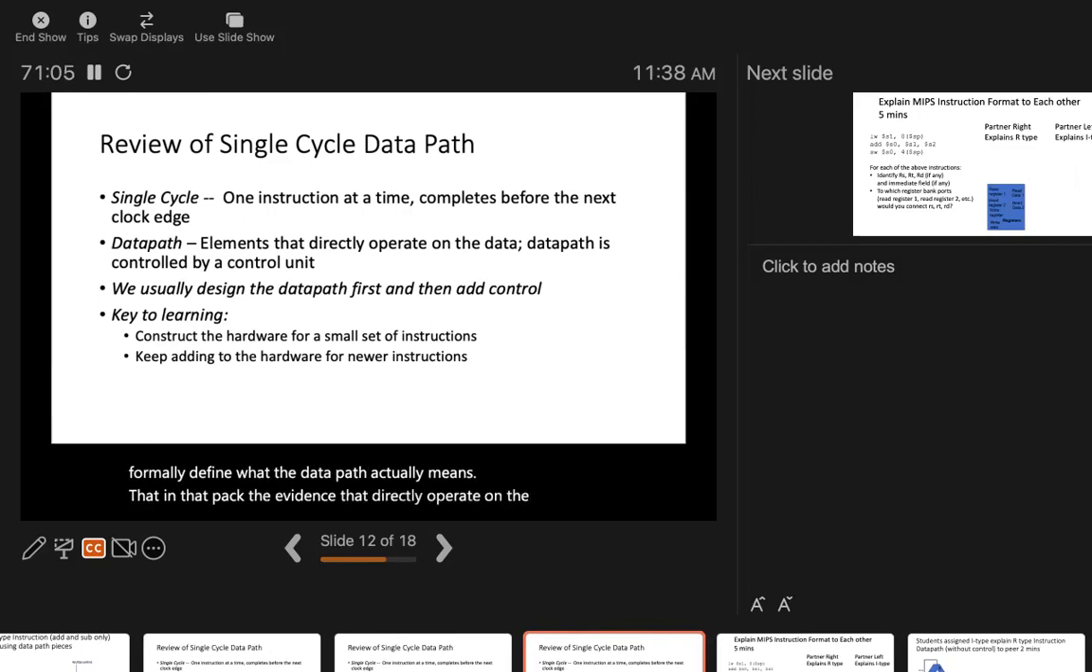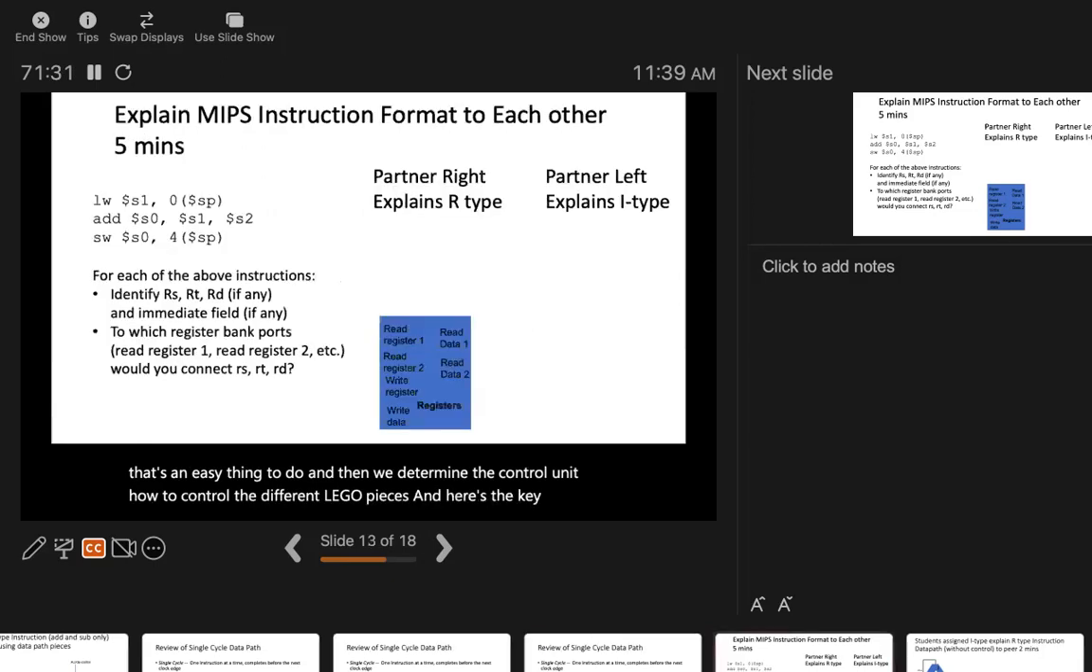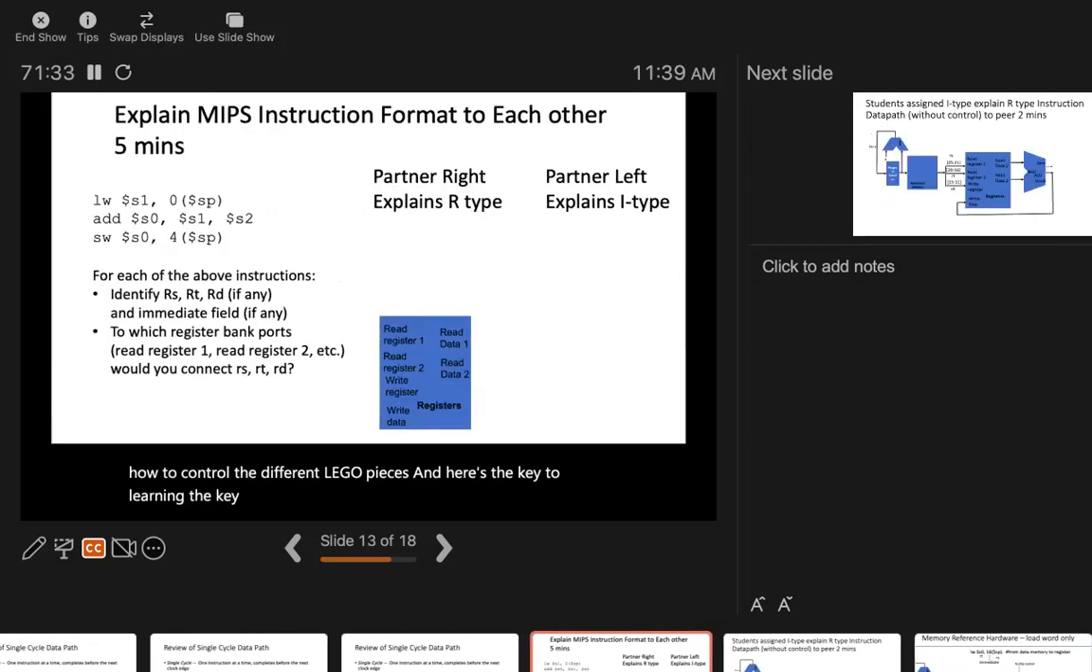And here's the key to learning. The key to learning is construct hardware one step at a time. Take one simple instruction, make the hardware for it. Consider the next instruction, merge the hardware together. Then the next instruction, merge the hardware together. This is how computer engineers in Intel and NVIDIA, and even computer scientists in these companies, that's how they approach processor design. And we are going to keep adding to the hardware for the newer instructions.